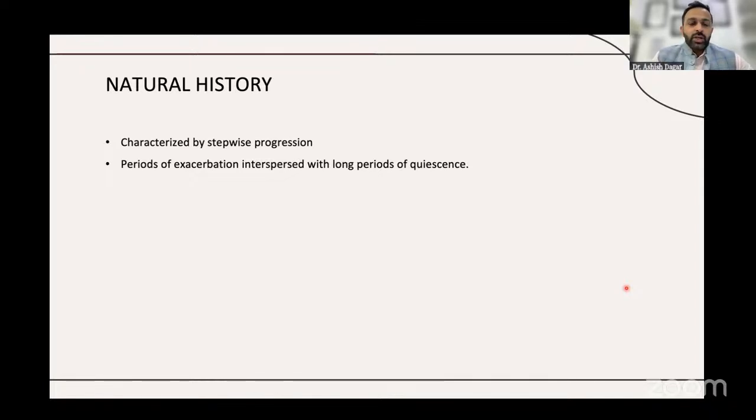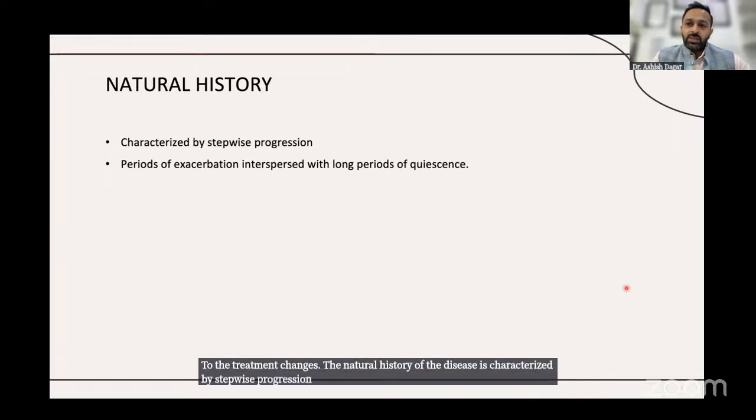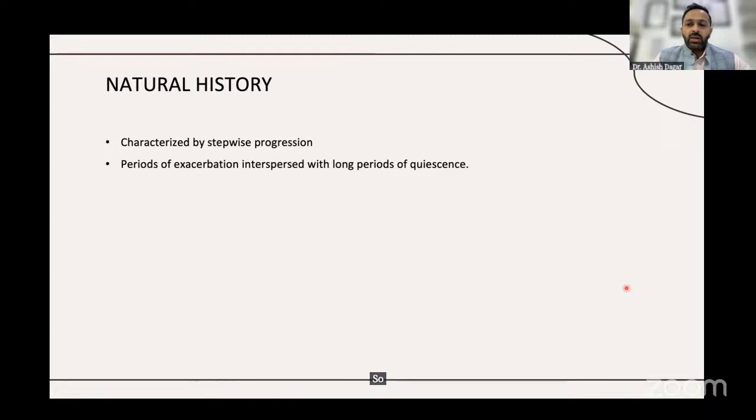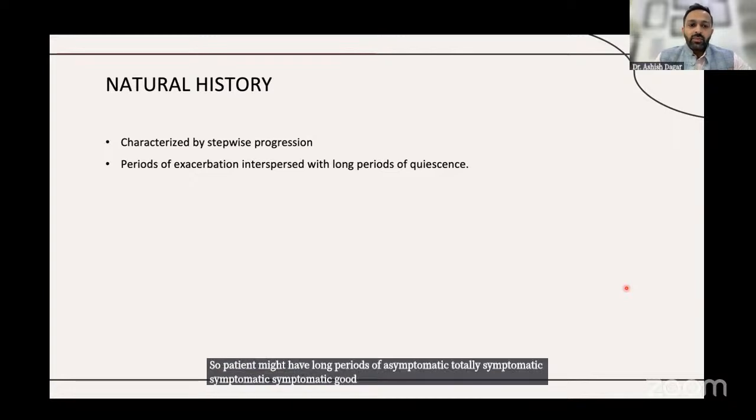The natural history of the disease is characterized by stepwise progression because this is a slowly progressing disease. So a patient might have long asymptomatic periods, a totally good life, with some increase in symptoms with associated acute attacks of myelopathy features.